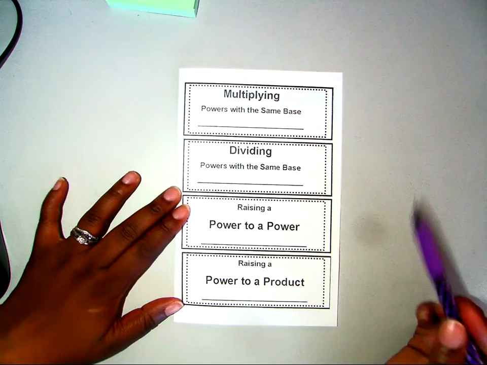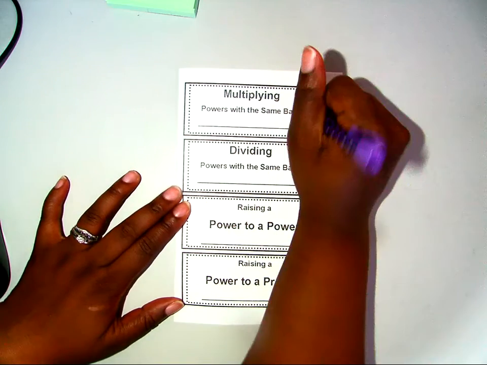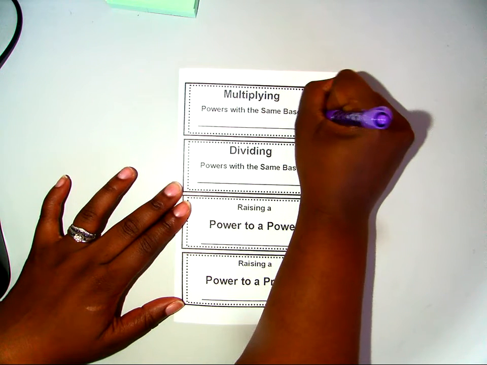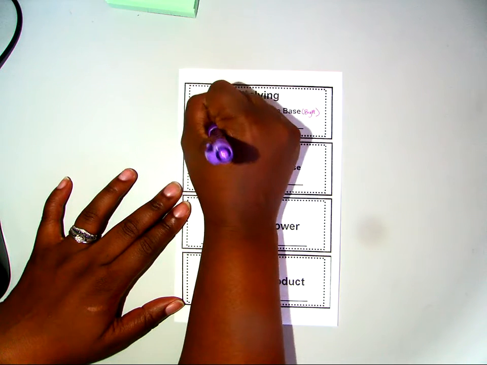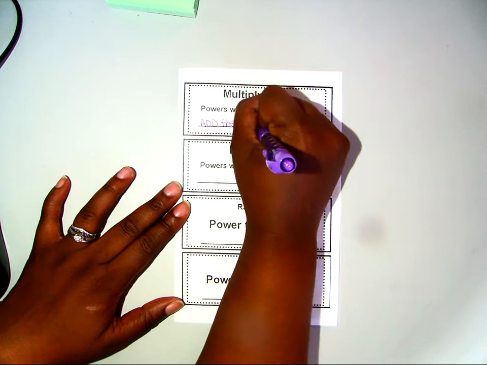Let's start with multiplying. When powers have the same base, remember the base is the big number, you add the exponent, which is the little number.